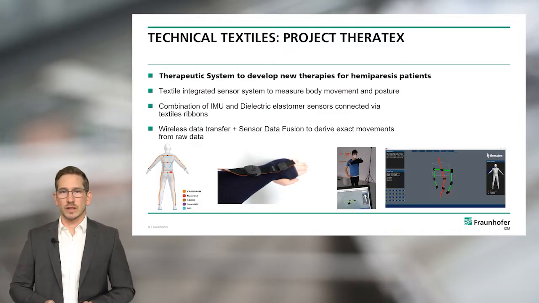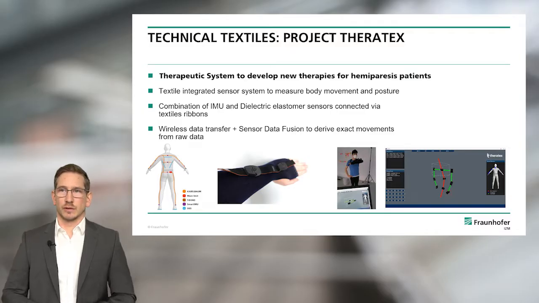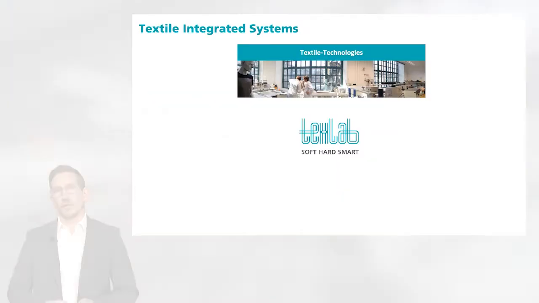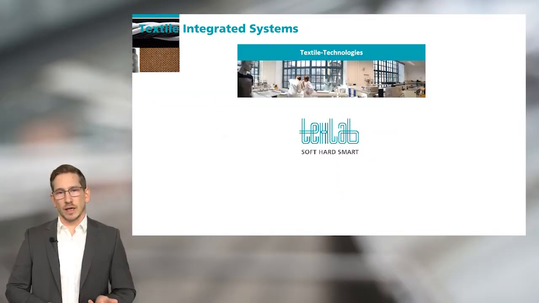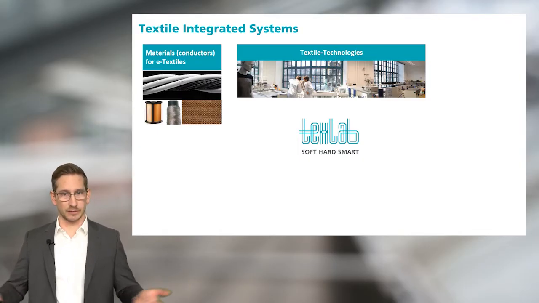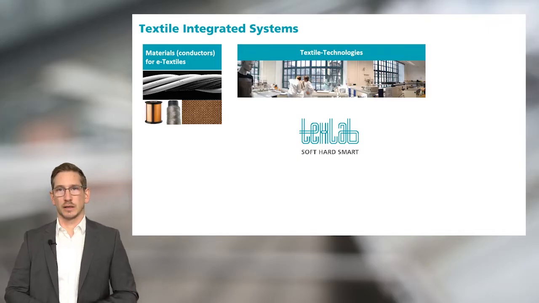Okay. This was all for the example projects. Now I want to move over to the building blocks that you need to build up electronic textiles. First, of course, you need to have electronic conductors. For every electronic circuit, you need a conductive material that connects the components. And in the textile world, you have a huge diversity of different materials to do that. I will talk about this more in detail a little bit later.